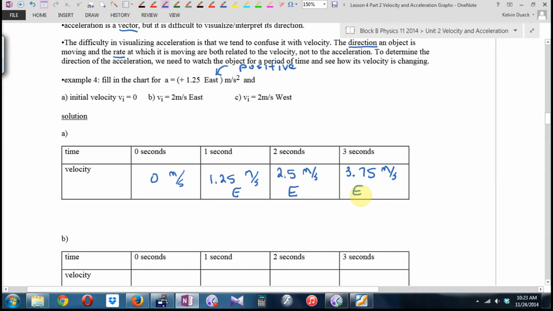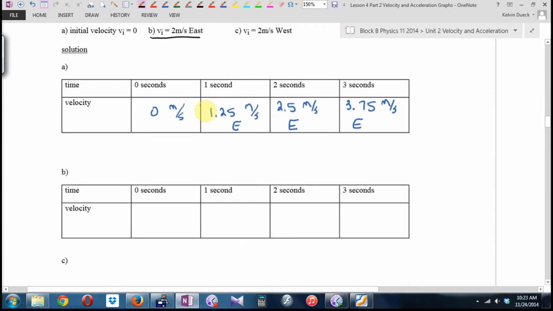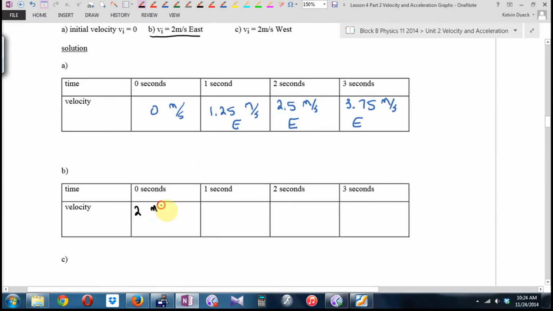What if instead of starting at rest, part B says, imagine your initial velocity is 2 meters per second east. Okay, so 2 meters per second east, that's what we're starting out at time 0. What's our acceleration? How big according to this question? 1.25 meters per second squared. What direction? East. So we're traveling 2 meters per second east, and we speed up in 1 second by an extra 1.25 meters per second east. What's our new velocity after 1 second?